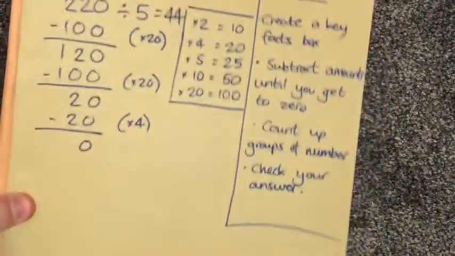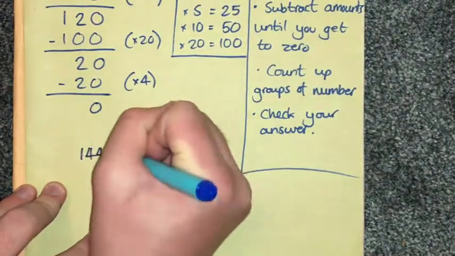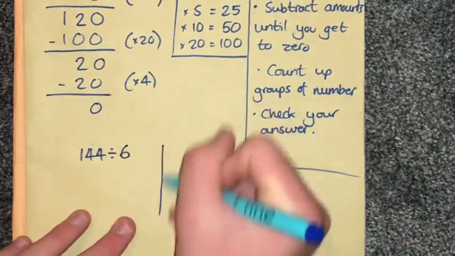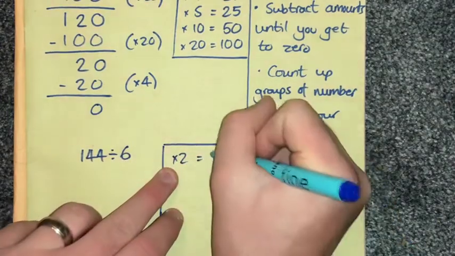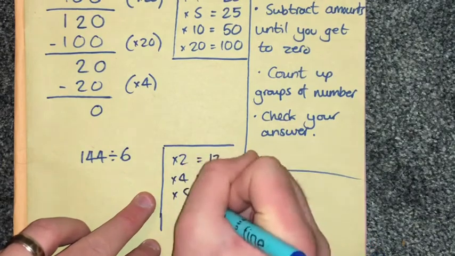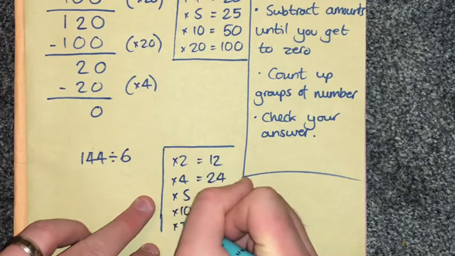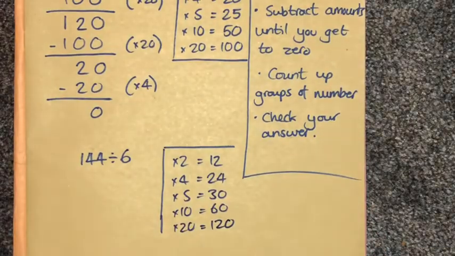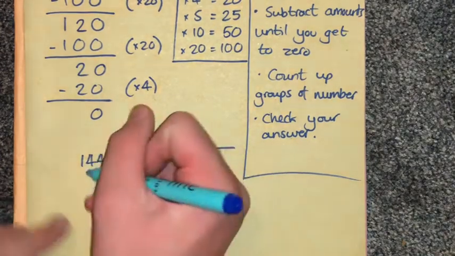Okay, let me do another quick one of those. This time we're doing 144 divided by 6. So, key facts box. Well, 6 times 2 is 12. 6 times 4 is 24. 6 times 5 is 30. 6 times 10 is 60. 6 times 20, so double 10 lots, is going to be 120. Key facts box done. Now I'm taking away lots of 10 from there, so I'm going to take away that 120. That gets me closest.